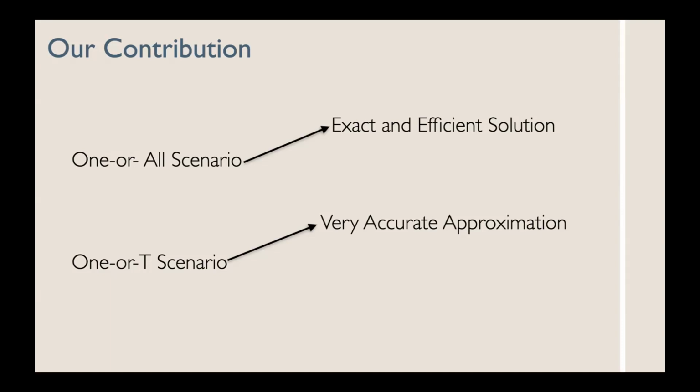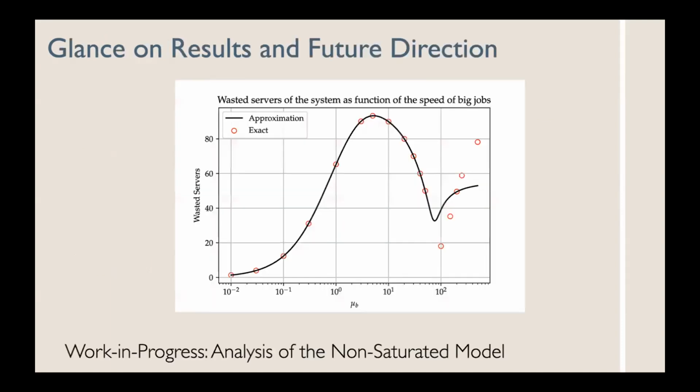The other scenario we investigated is when small jobs require one server and the big ones require a fraction of the available servers that we will call T. For this case, we didn't retrieve an exact solution, but we retrieved a very efficient and accurate approximation. The nice thing about this approximation is that it's very accurate when the parameters represent some real case study scenario. For example, when small jobs are faster and more frequent than big ones, as can happen in database management systems.